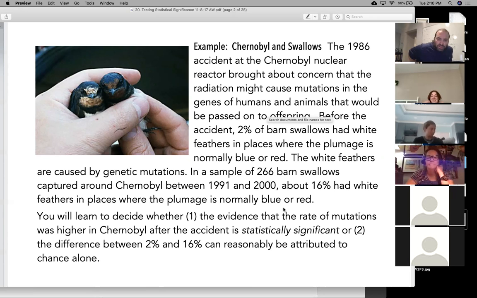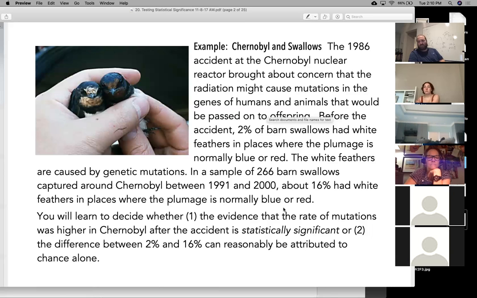In a sample of 266 barn swallows captured around Chernobyl between 1991 and 2000, which was after the accident, about 16% had white feathers in places where the plumage is normally blue or red. 16% is certainly an increase from 2%. So the question is the following. Is 16% far enough above 2% for us to conclude that it is a statistically significant difference?